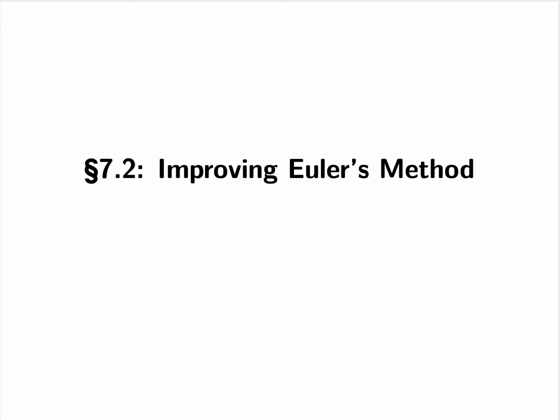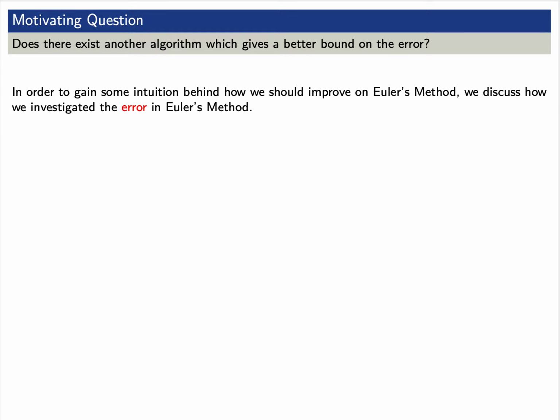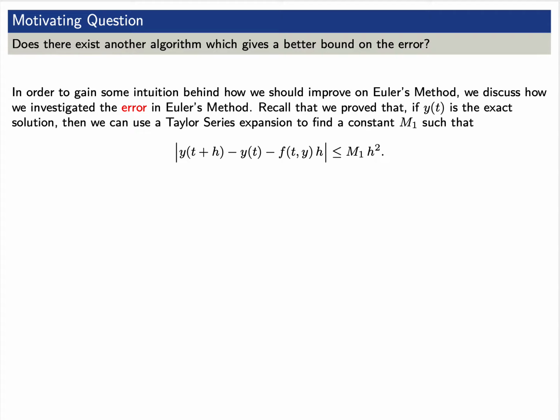Today we will discuss improving Euler's method, and we're motivated by the following question. Does there exist another algorithm which gives us a better bound on the error? In order to gain some intuition behind how we should improve Euler's method, we'll discuss how we investigated the error in Euler's method in the first place. Recall that we proved the following.